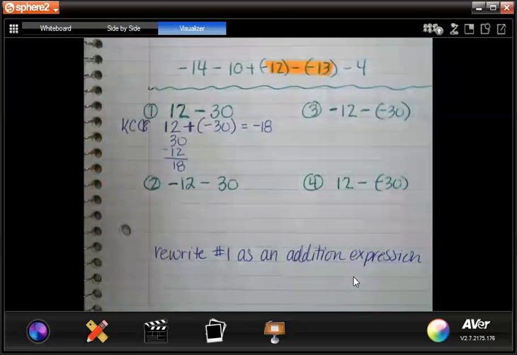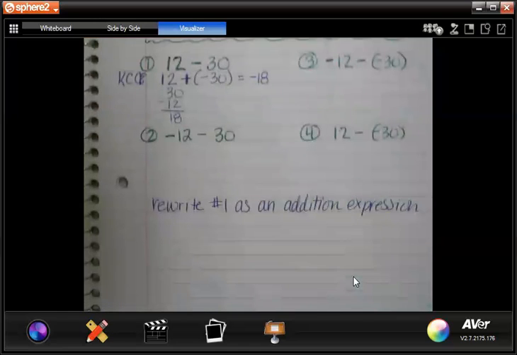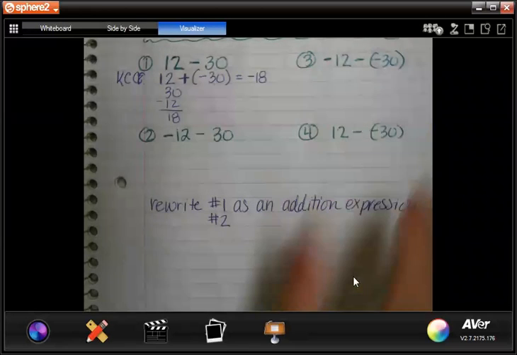Okay, all right, here we go. Show me what you guys got in the chat room for number 2. Rewrite it. All right, so you ready?